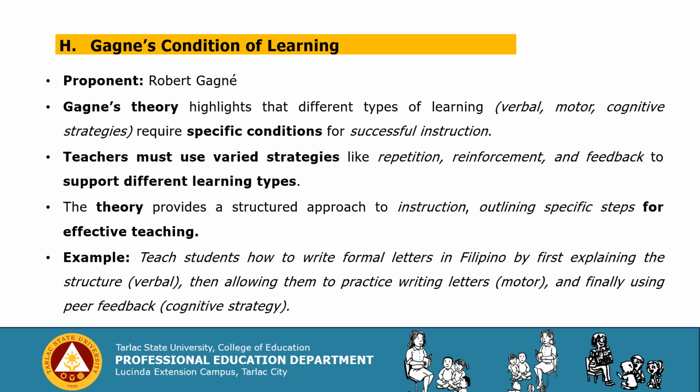For instance, teaching students to write formal letters involves explaining the structure, which is verbal, giving time to practice, which is the motor skills, and providing feedback, which is the cognitive strategy. By considering these conditions, we can support various learning types and help students succeed in different areas.